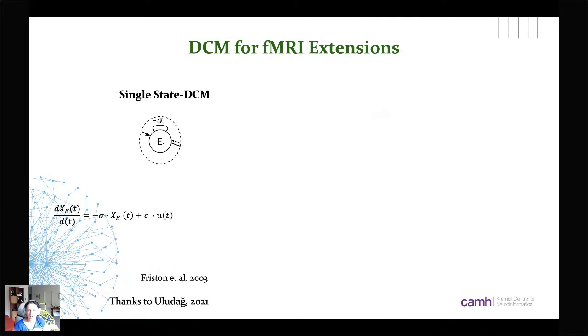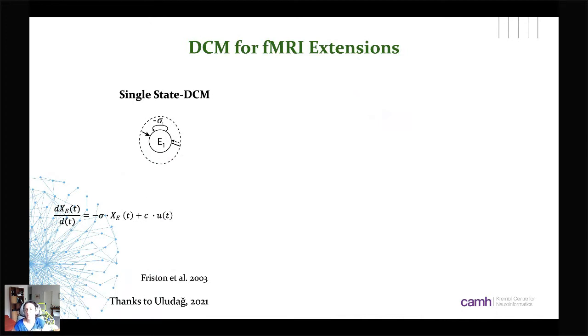Okay, for the single state DCM, that was originally proposed by Friston et al. in 2003, the neuronal activity was modeled using a single state that summarizes the synaptic activity in a cortical region of a single excitatory neuronal population. However, there have been extensions from there.